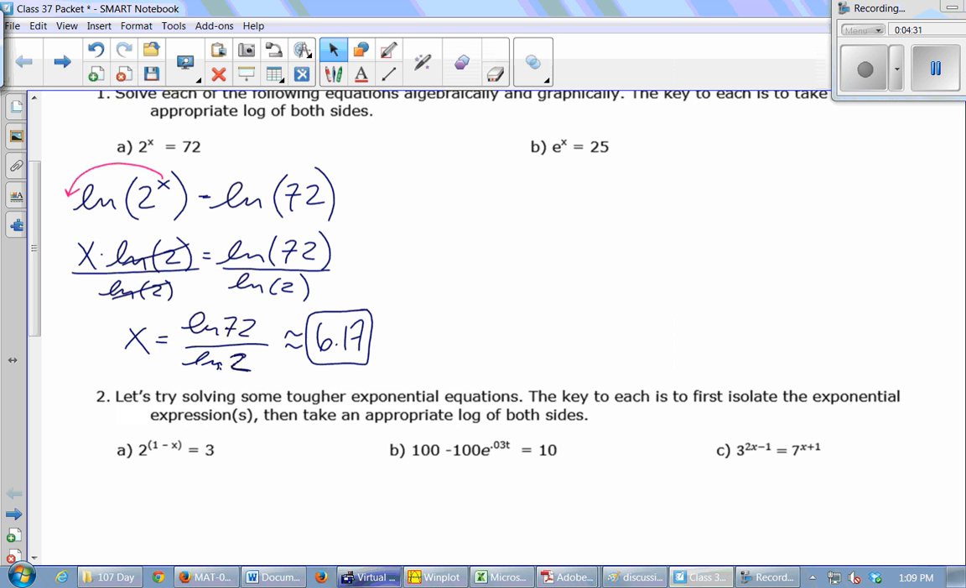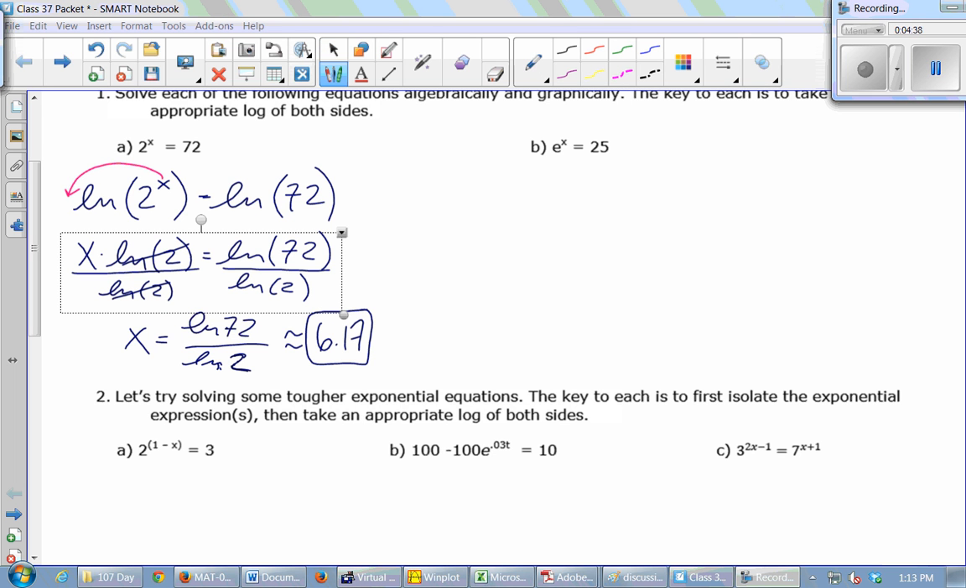Okay, you try B. See if you can solve e to the x equals 25. All right, so let's go through the whole process here. So e to the x equals 25. Basically, you generally take the ln of both sides. That is how we free a variable from an exponent, right?